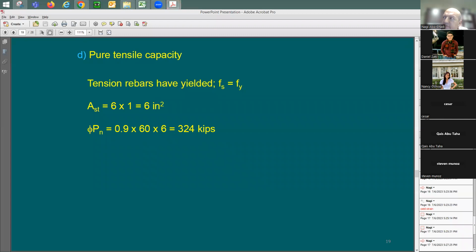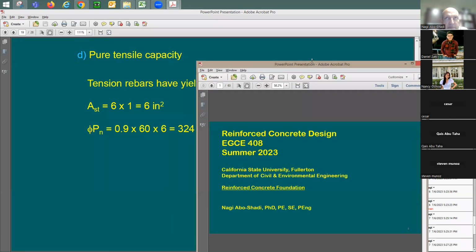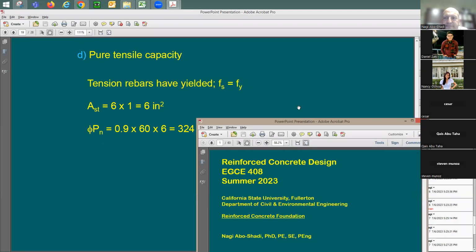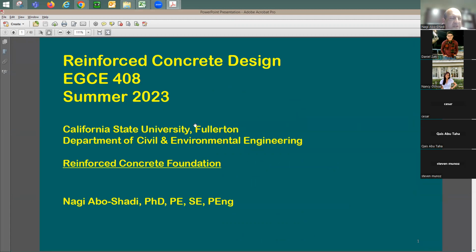All right, now let's switch gears and move to foundation design. Unless you guys have any questions. Questions? You're good. All right. Foundation design here. It is one set of slides, and this is a good size one. You have here 63 slides.